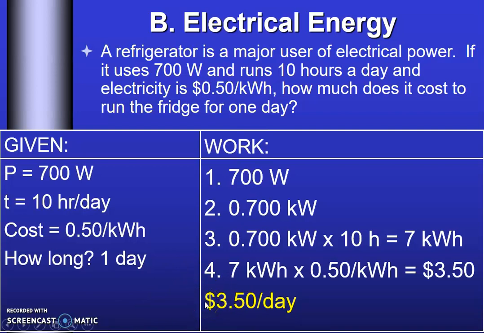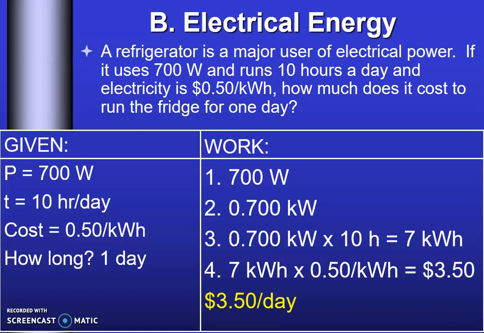This is $3.50. The problem could have asked, how much does it cost to run the fridge for 1 month? In which case we would have done this exact same thing, but then we would have multiplied the final answer by 30, because a month is generally 30 days. So we would have multiplied that by 30 to see how much it would have cost in a month if we needed to.